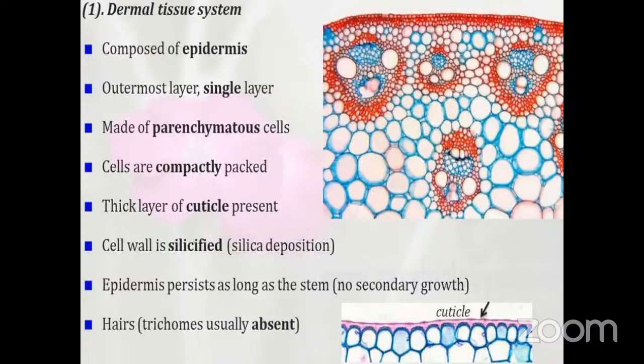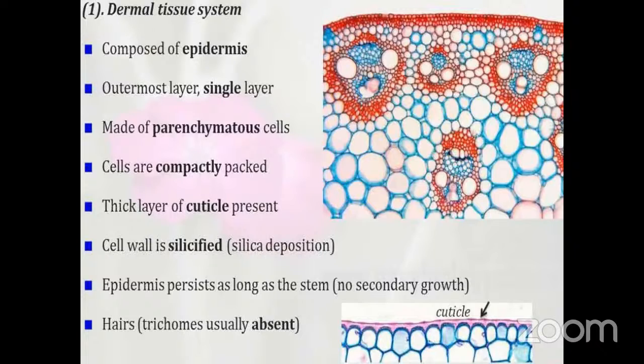Epidermis is single layer, that is, it is present only in one layer and made up of parenchymatous cells. And you can see it has taken safranin stain, so looking some dark pink in color. Then cells are compactly packed. That means without any space, they are compactly arranged. Then thick layer of cuticle is also present.